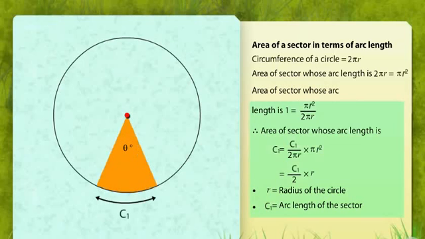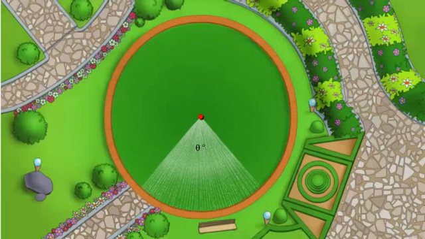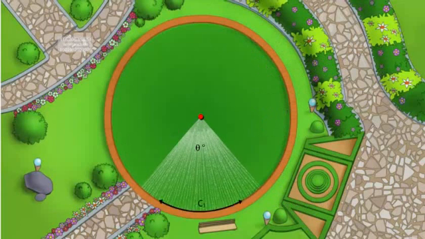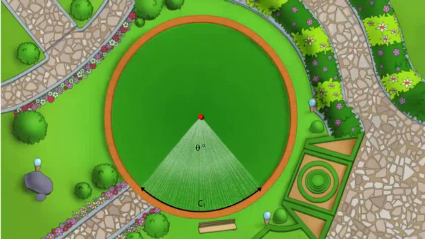If we know the arc length of the sector instead of its angle, we can still calculate the area of the sector. So if you know either the angle at the center or the length of the part of the circumference being watered, you can calculate the area of the sector being watered.